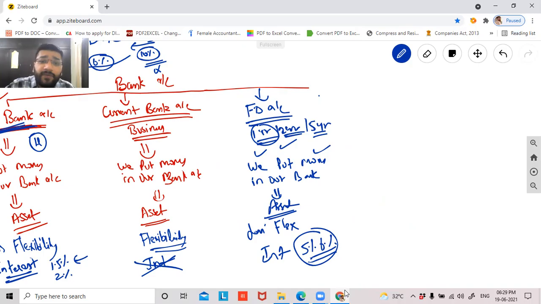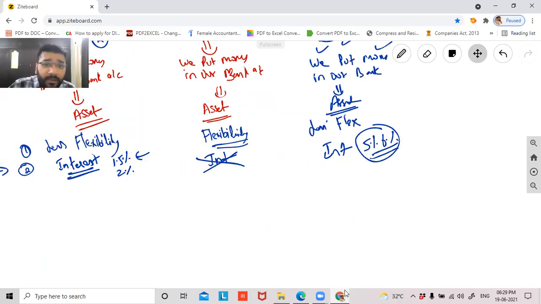Now let's further talk about this current account. Guys, in this current account, who will put the money? Business people. We put the money. We put 1 lakh rupees. That is, business people put 1 lakh rupees.